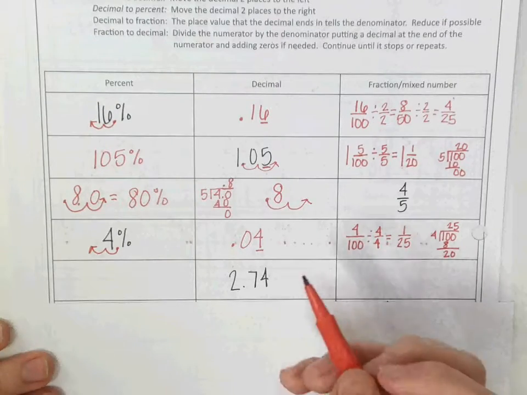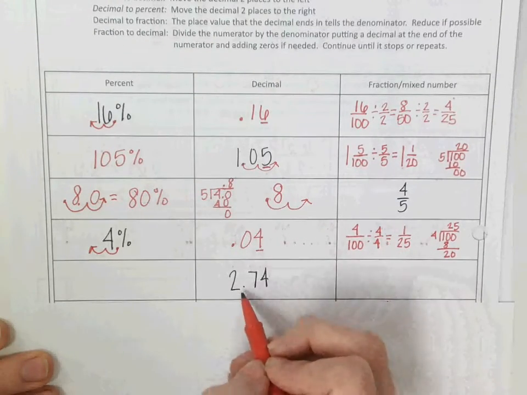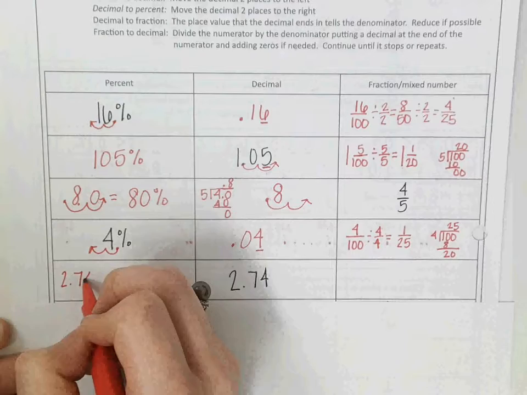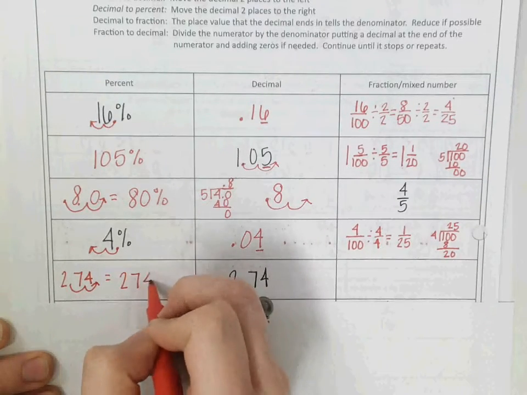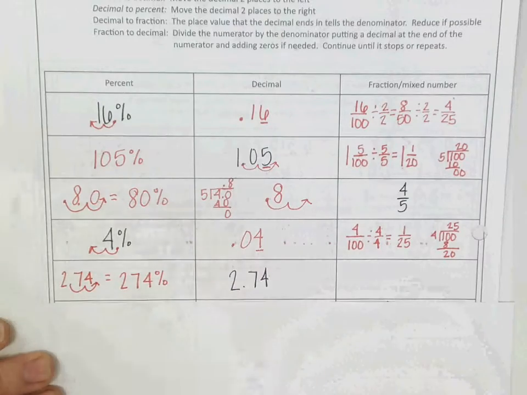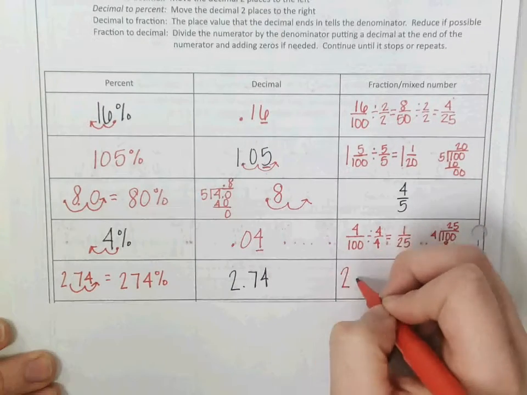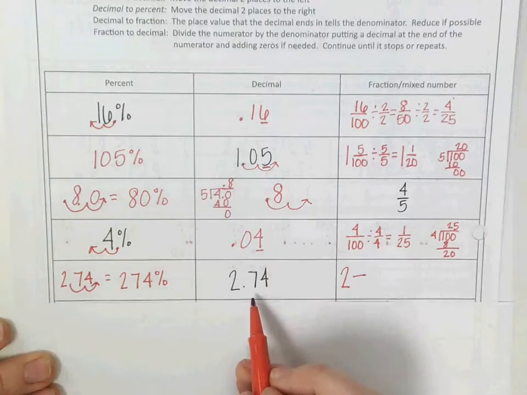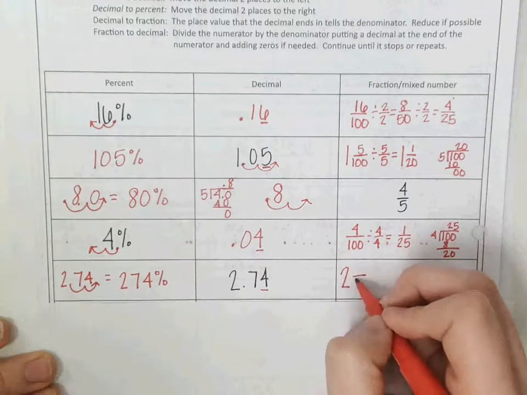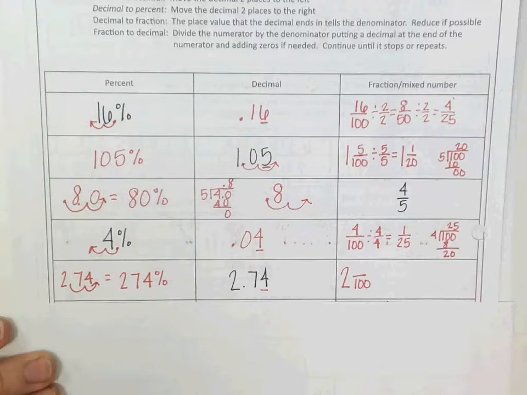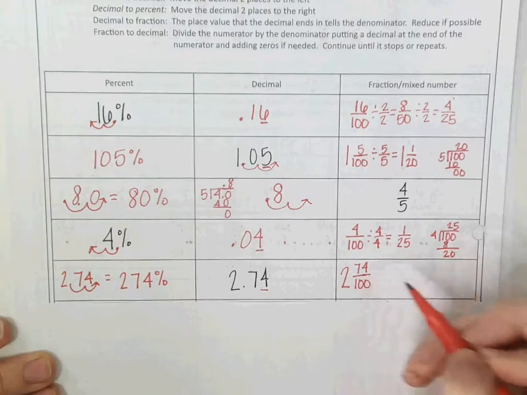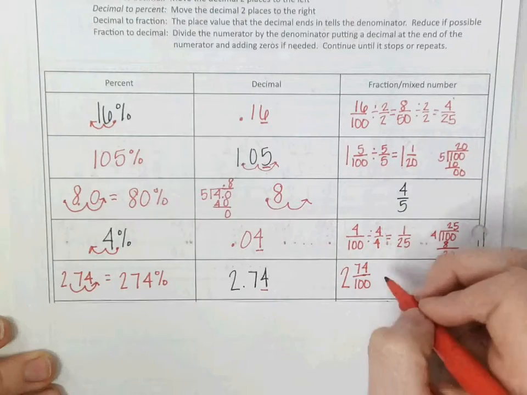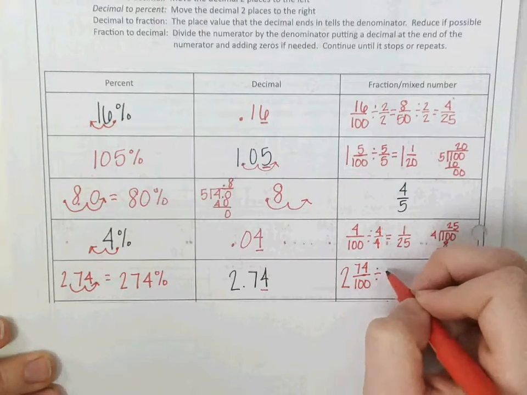So to change our decimal to a percent, we move our decimal place 2 to the right. So this is 274%. Then to change it to a fraction, we have a whole number. Our last digit is in the hundredths place, so our denominator is 100. Then we take the decimal part, 74, and put that in the numerator. Both of these are divisible by 2.